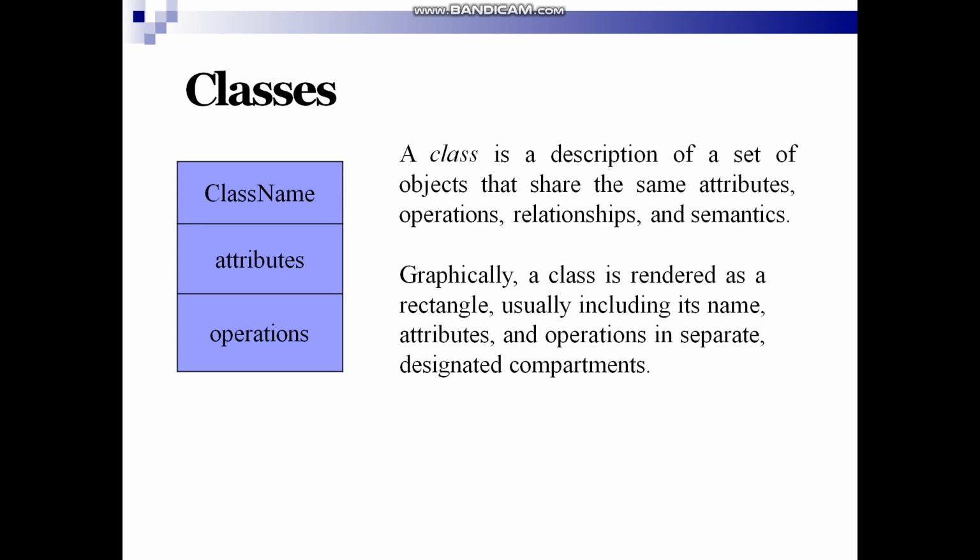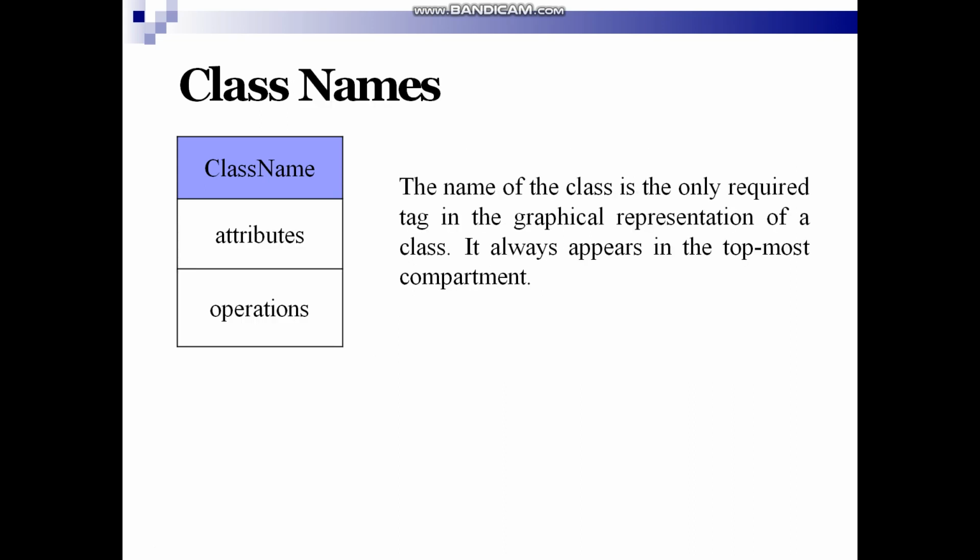Graphically, the class is rendered as a rectangle, usually including its name, attributes, and operations in separate designated compartments. In this diagram, these three compartments are: the top one is the class name, the middle one is attributes, and the bottom is operations. The name of the class is the only required tag in a graphical representation of a class. It always appears in the topmost compartment. The middle compartment is attributes and the bottom compartment is always operations.